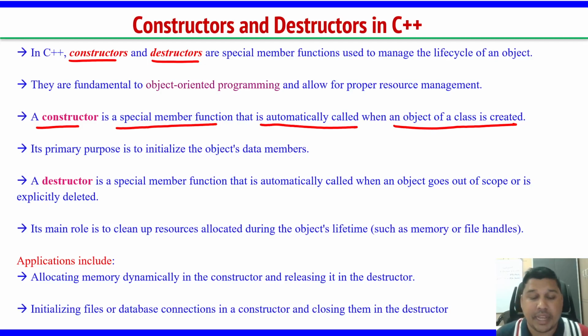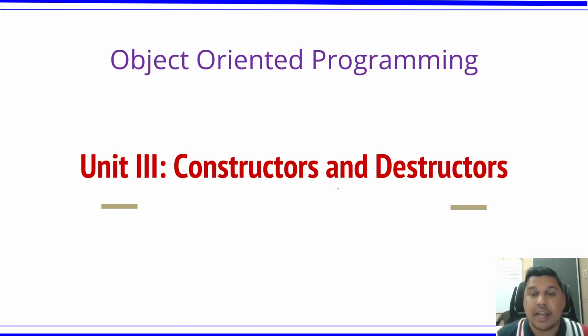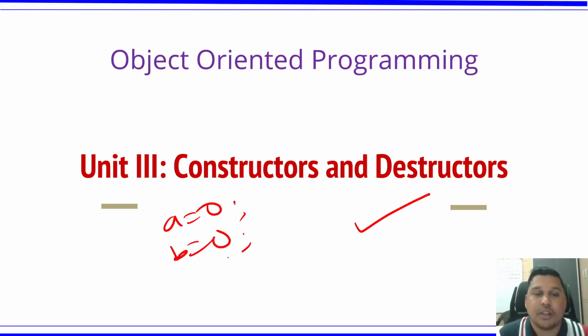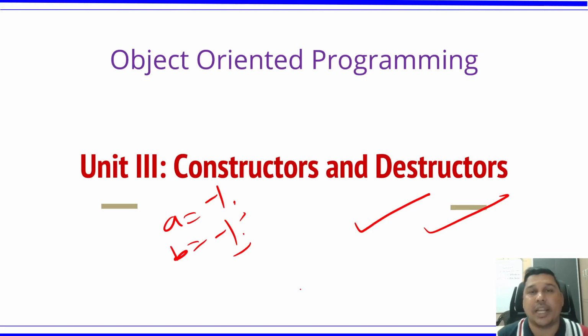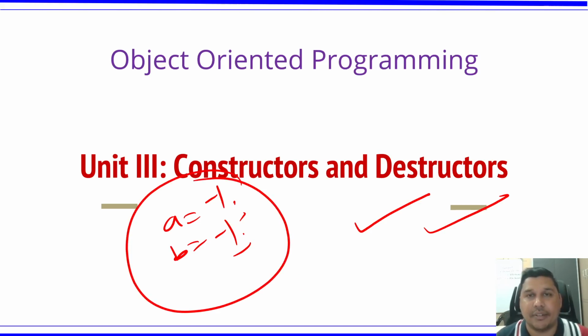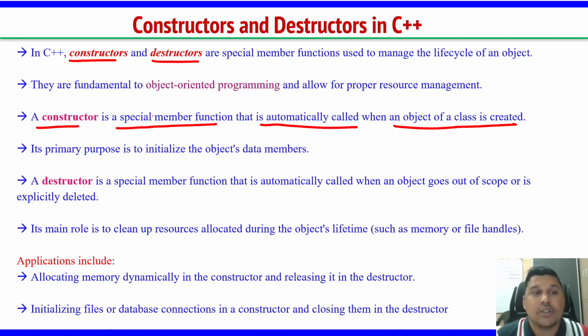Sometimes we may have situations like: if I create an object, do this, a equal to 0, b equal to 0. Or if I create an object, I want a to become -1, and b -1 like this. I want to assign these default values as and when the object is created. So a constructor is a special member function that is automatically called when an object of a class is created. What is its prime purpose? To initialize the object's data members.